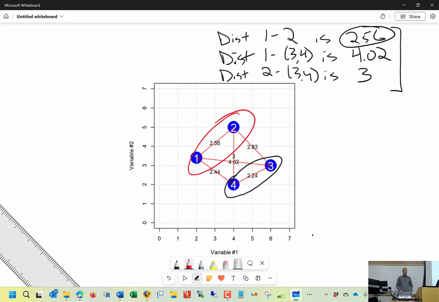So now I have those two clusters. So now, of course, the next thing that would happen is the cluster with 1 and 2 in it is going to be joined with 3 and 4. But my question to you is, what is the distance between the cluster that has 1 and 2 in it and the cluster that has 3 and 4 in it?